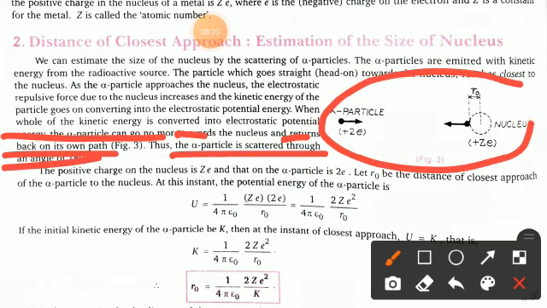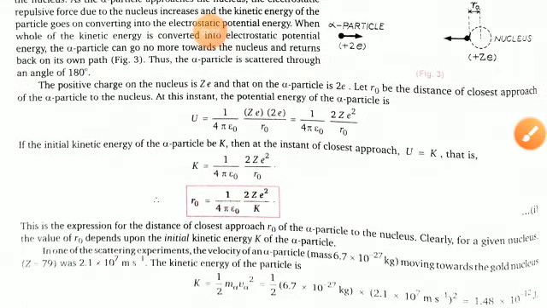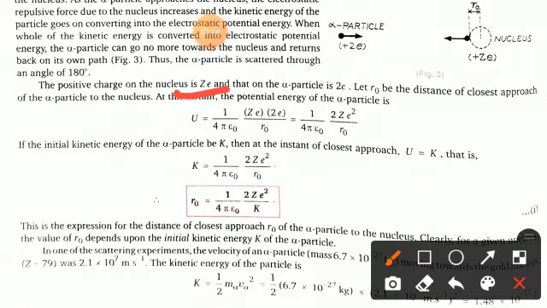You can see this figure. The positive charge on the nucleus is how much? I already told you it is Ze. And on the alpha particle it is 2e, because the alpha particle is a helium nucleus, 2He4.